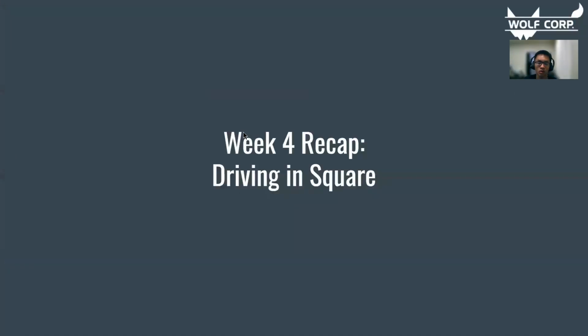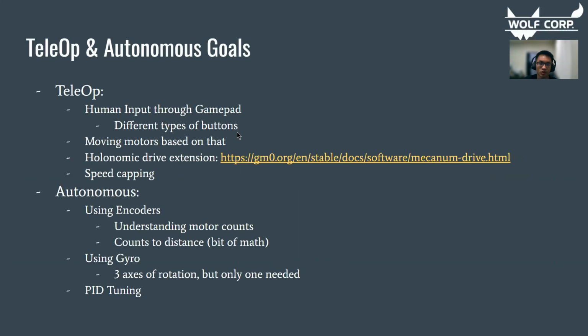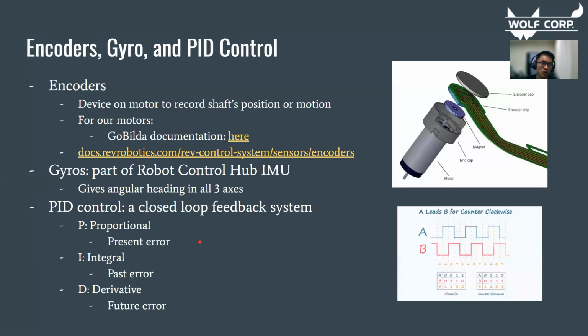So we'll go ahead and move on to, actually, not a lab time. We'll first be talking about our teleop and autonomous goals. So you might have seen this. Looking at autonomous, we're using encoders this week, understanding motor counts of distance, and actually implementing it. It might require a bit of math, a bit of thinking, but not too much. And now, moving on to encoders, gyro, and PID control.